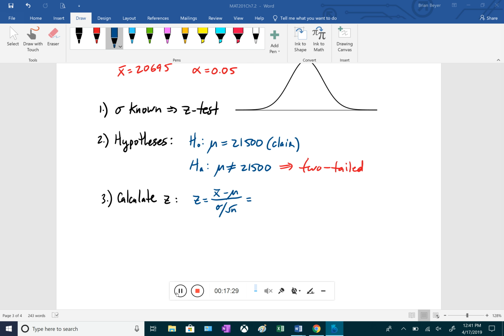So plugging in the values into our formula, we have the sample mean was 20,695. The hypothesized mean was 21,500. And the standard deviation 2,250 divided by the square root of 25, that's going to give us z equals negative 1.79.